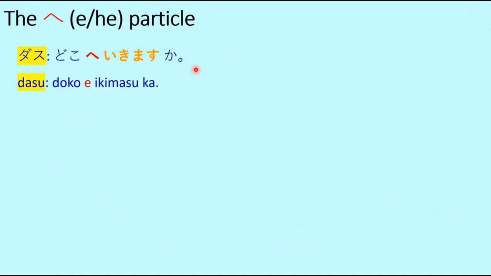Then Das-san asks, Doko e ikimasu ka? So now you know doko means where. Doko e ikimasu ka? This portion we have studied today. E ikimasu ka? Now you should be knowing the meaning of this. Where are you going to? Doko means where. E ikimasu ka is going to. So where are you going to?